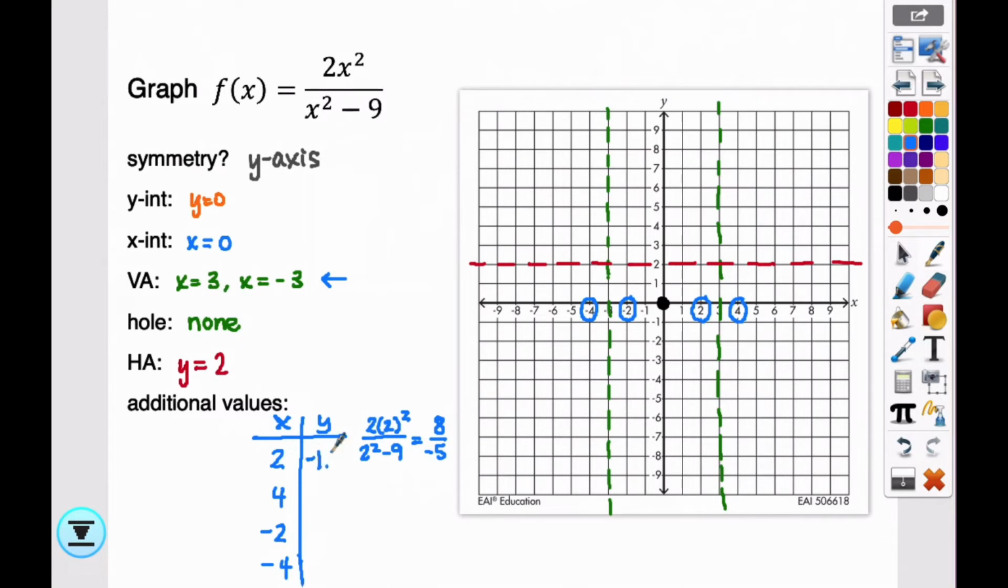I got -1.6, so I should also get -1.6 at -2. And then plugging in a 4. This comes out to maybe 4.6-ish, so the -4 should have the same value because of the symmetry. And I will just plot all of those points on the graph and see what it's looking like.